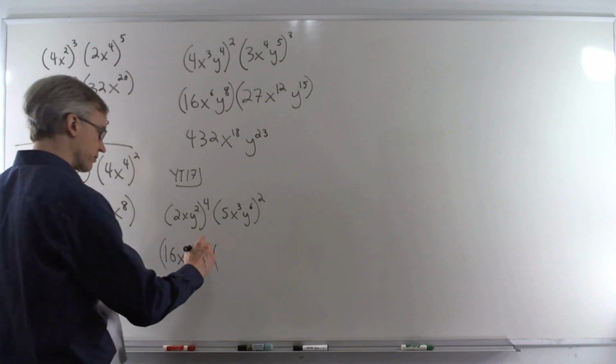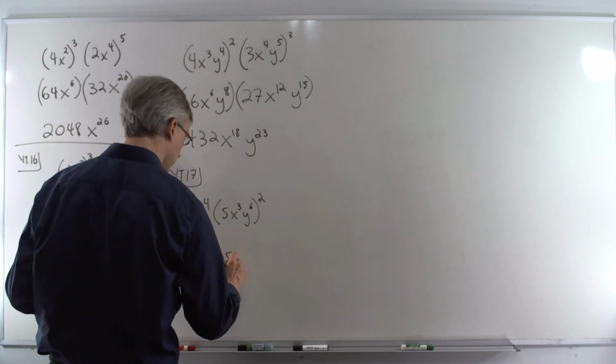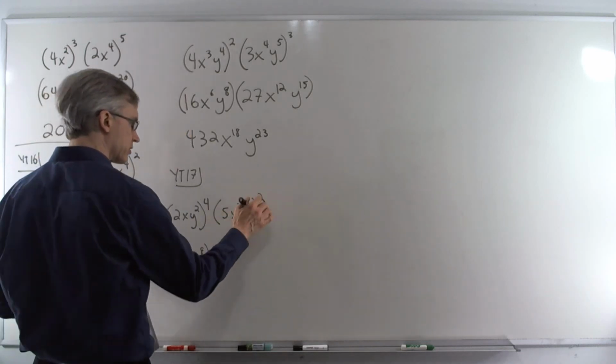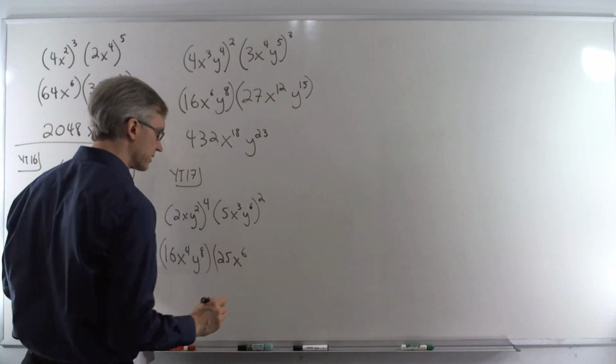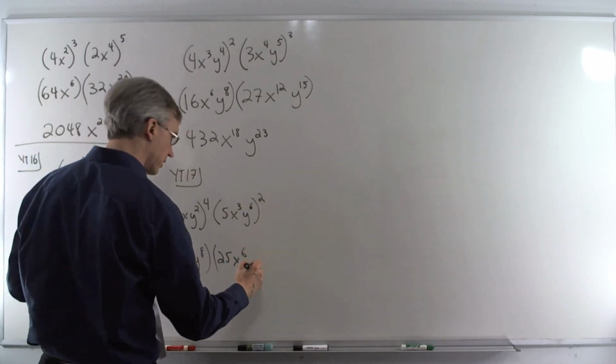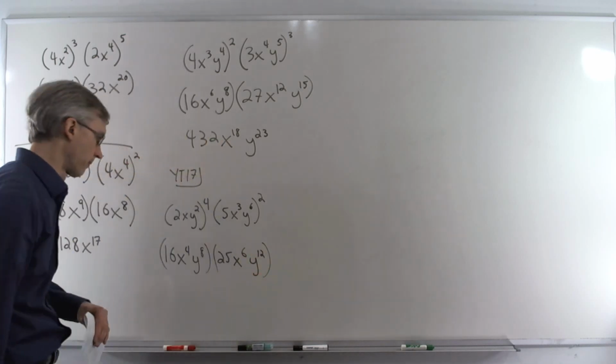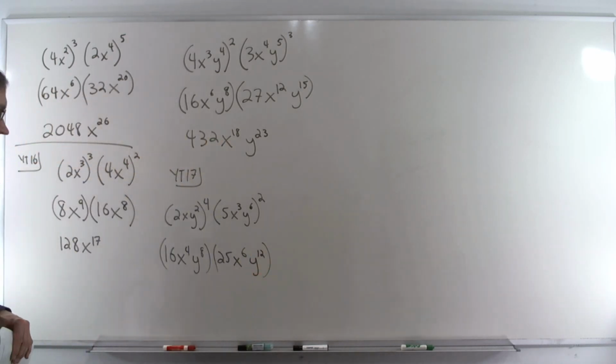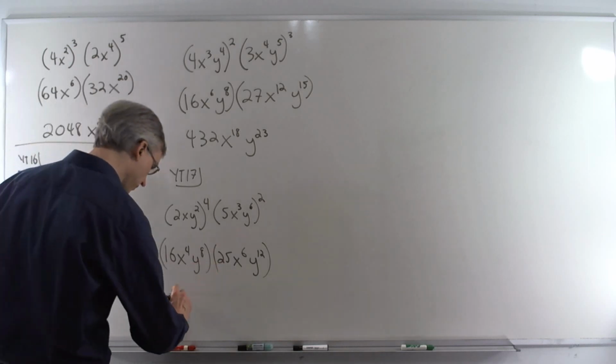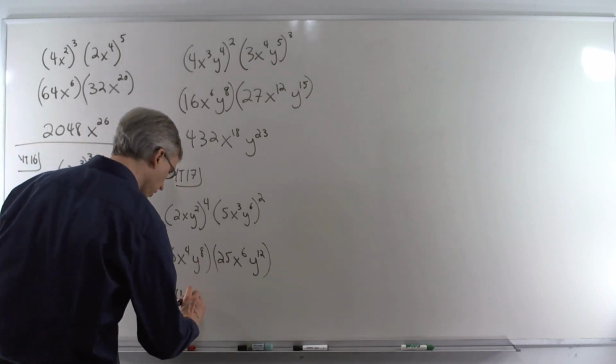And over here we got 5 squared is 25. X to the 3rd squared, multiply those to get x to the 6th. Y to the 6th squared, 6 times 2 is 12, so that is y to the 12th power. All right, now we can multiply the coefficients. 16 times 25, that'll give us 400 for the coefficient.